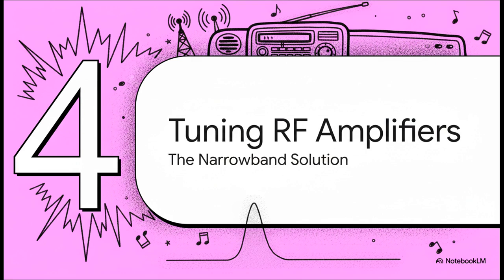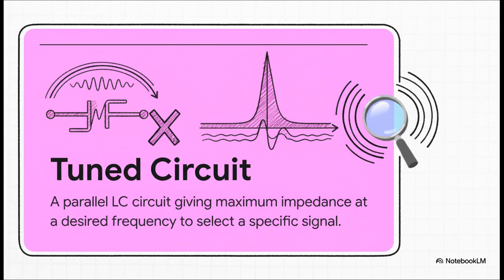You want to tune into one specific station and block out everything else. For that, you need a totally different approach, the narrowband solution. The heart and soul of an RF amplifier is something called a tuned circuit. And get this, it's a clever team-up of our two main characters, a capacitor and an inductor, usually hooked up in parallel. At one very specific frequency, they work together to create a massive impedance, like a giant roadblock. But for every other frequency, they create an easy path to ground.